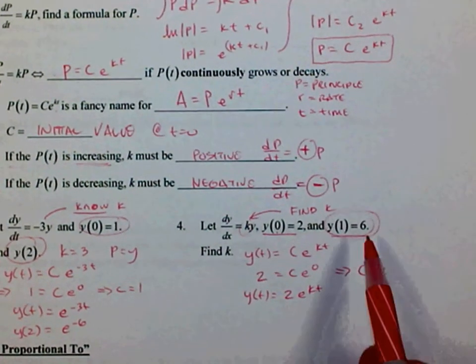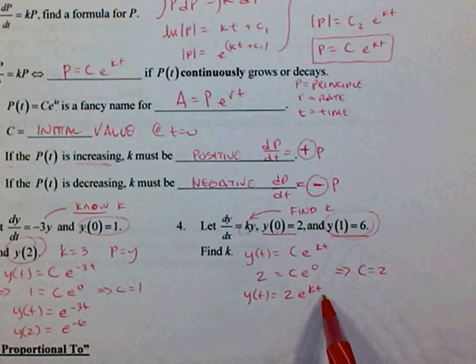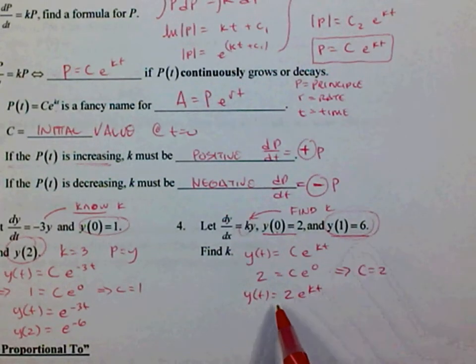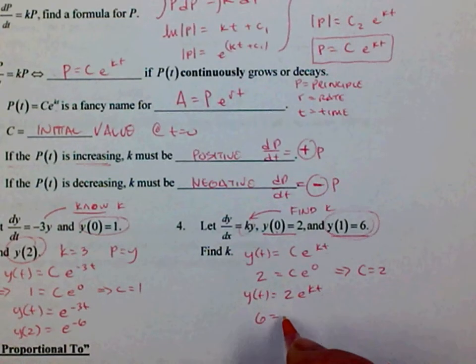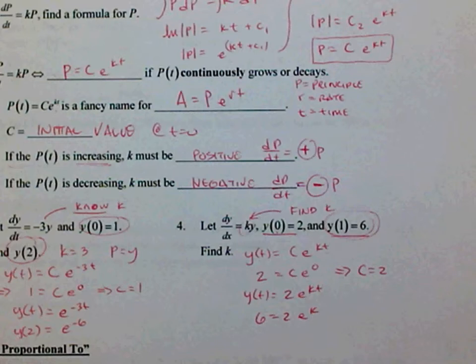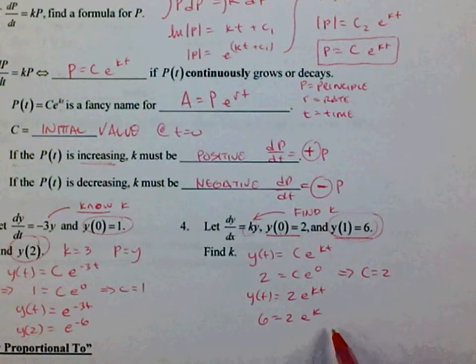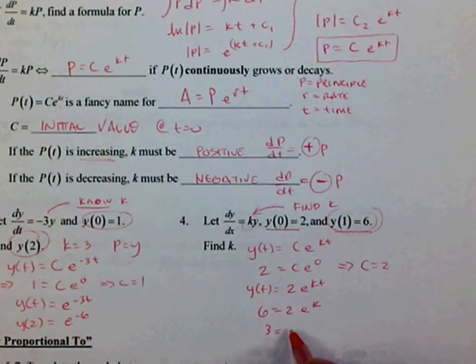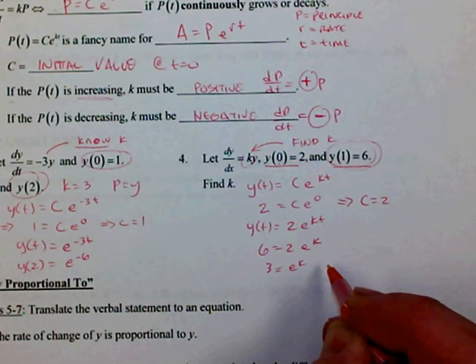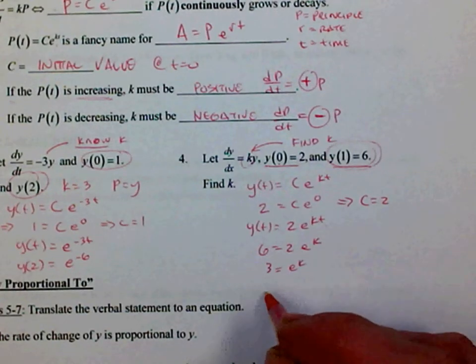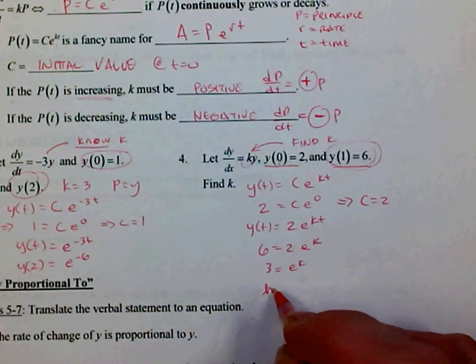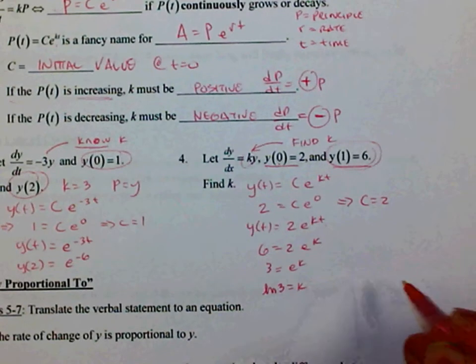We'll substitute in 1 for t. Set that equal to 6. And then solve it from here. Divide both sides by 2. 3 equals e to the k. Take the natural log of both sides. That means the natural log of 3 would equal k. That's our answer.